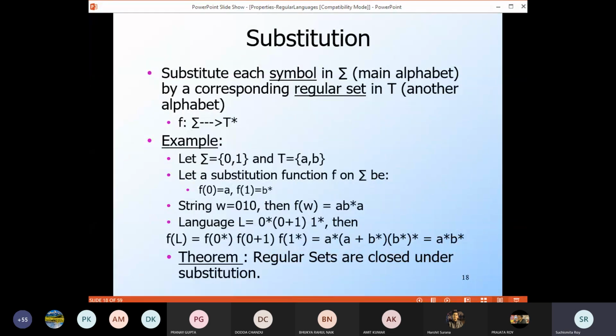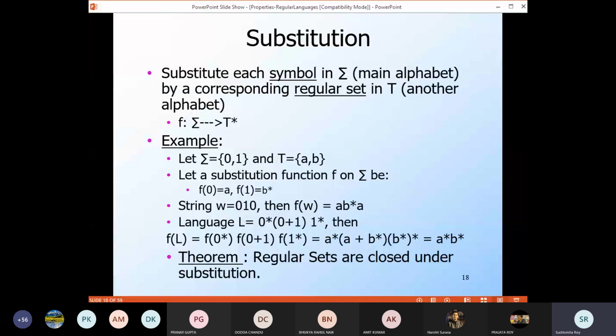Now, this is the point till which we had discussed in the previous class. Now let's come to substitution. Substitution is yet another operation where, for a given regular set, which consists of strings created from the given alphabet, sigma here, the main alphabet, each symbol in this alphabet is now replaced by a regular set, which might be defined on a different alphabet also. Here we call it T or tau. So every symbol from the input alphabet is actually replaced by a regular set.